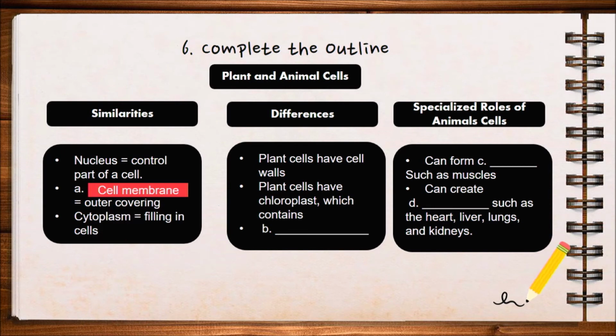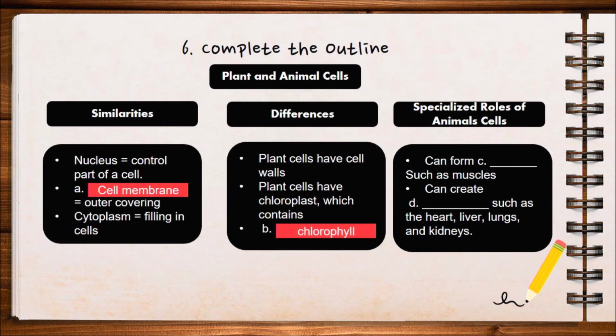Next, let's go on to differences. What are the differences between plant and animal cells? Okay? We knew already, plant cells have cell walls. Plant cells have chloroplast, which contains blank. What is it? Yep, the answer is chlorophyll.